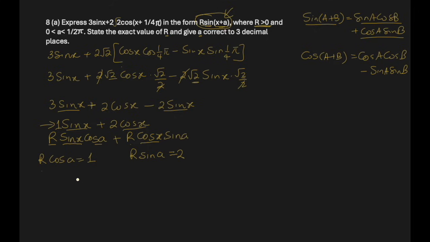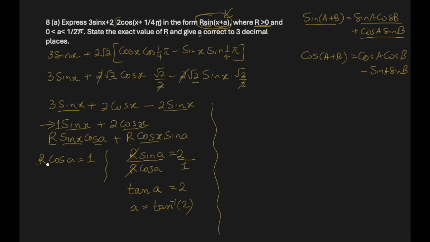So what will I do now? I'll divide this second equation by the first equation, right side by right side, left side by left side. So I will divide r sin a by r cos a here and 2 by 1 here. The purpose is that r and r cancel. Sin a over cos a is tan a, which is equal to 2. So a becomes tan inverse 2. And we can get this one, right? I'll do that later with my calculator.